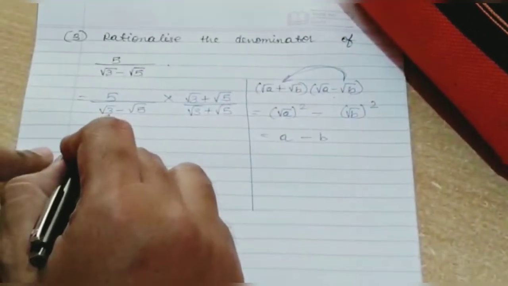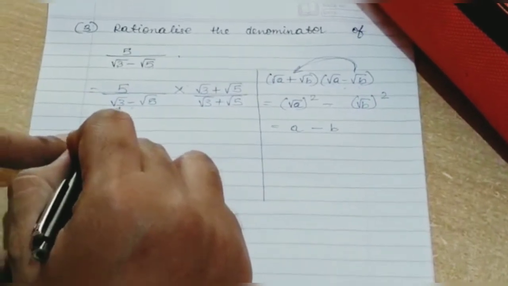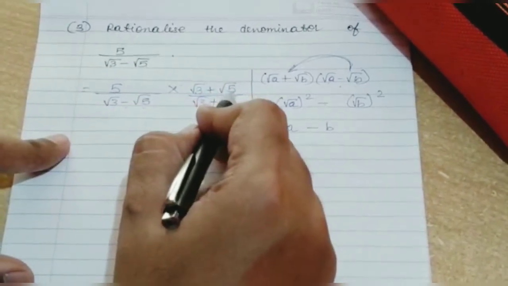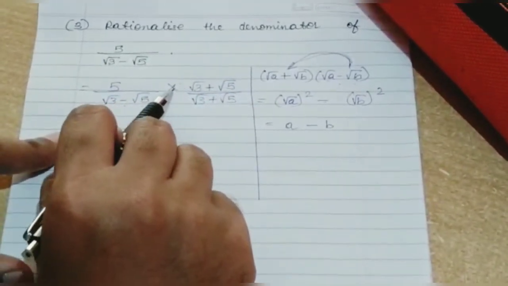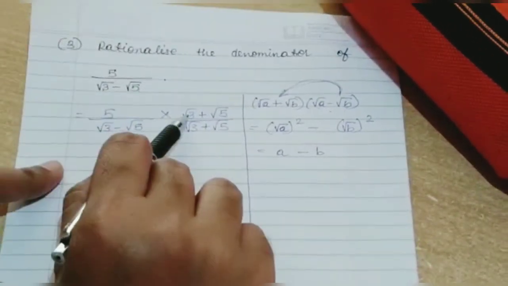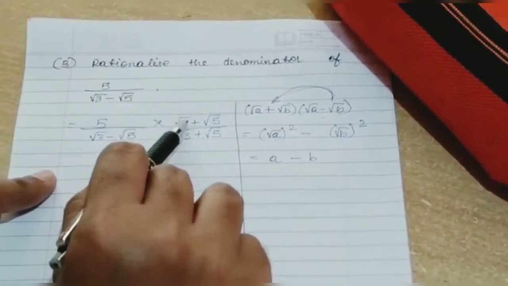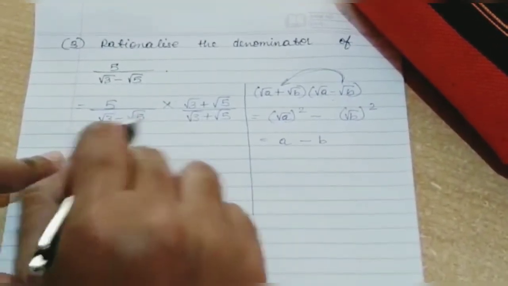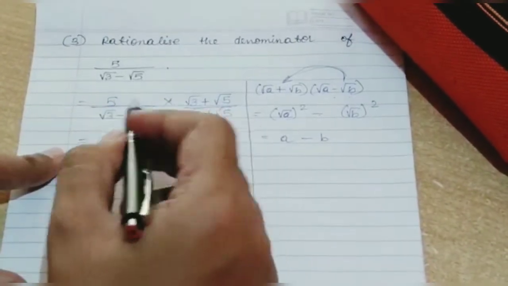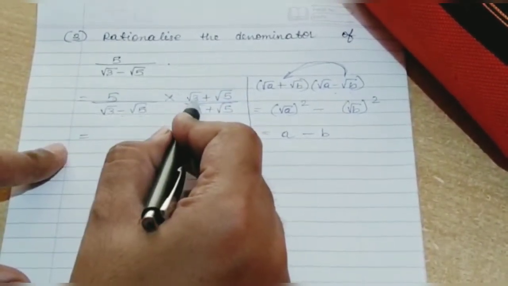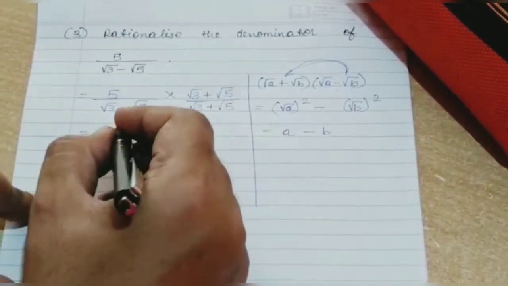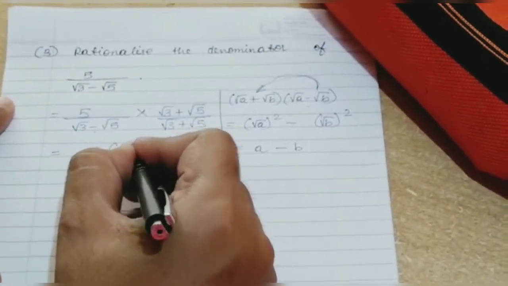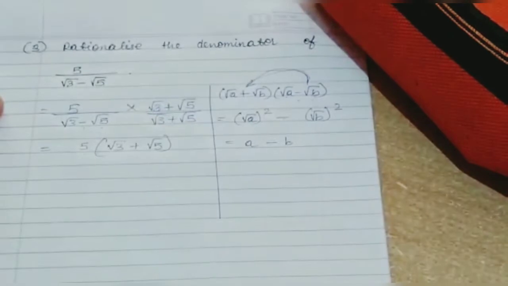In the same way, as it is given in this form of root a minus root b, the conjugate of this is root 3 plus root 5. Why are we multiplying this expression with root 3 plus root 5 in the numerator and denominator? Because we need to rationalize the denominator. That's why. Now further, this 5 has to be multiplied with root 3 plus root 5. So I will write 5 outside and root 3 plus root 5 has to be kept as it is.